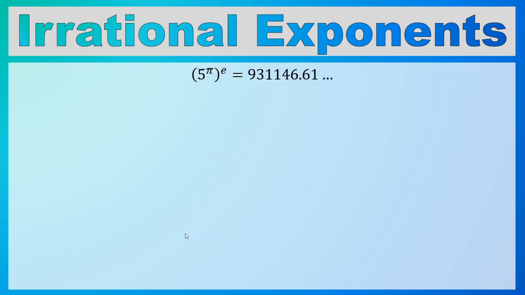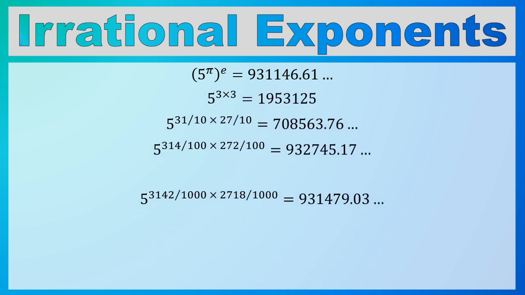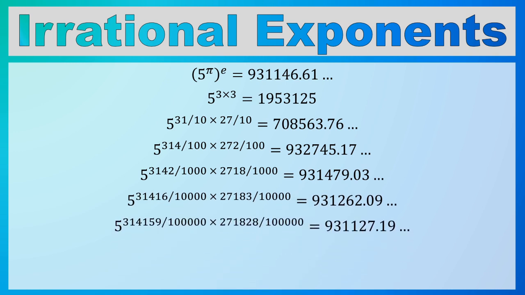5 to the pi, and that to the e. If you punch that into your calculator, you get this. 5 to the 3 times 3, we get this. As you get closer and closer and closer to the left-hand side being 5 to the pi e, the right-hand side becomes closer and closer and closer to 931146.61, and so on. And so it makes sense for 5 to the pi e to be equal to 5 to the pi and that to the e.